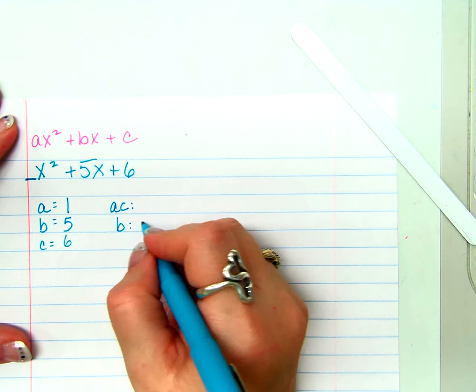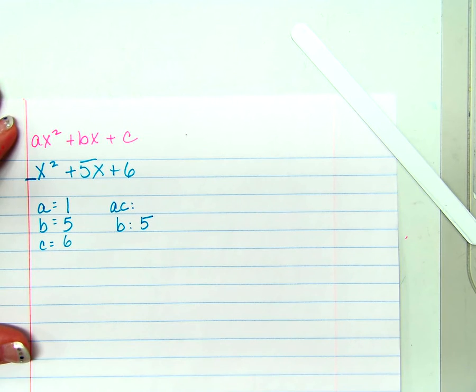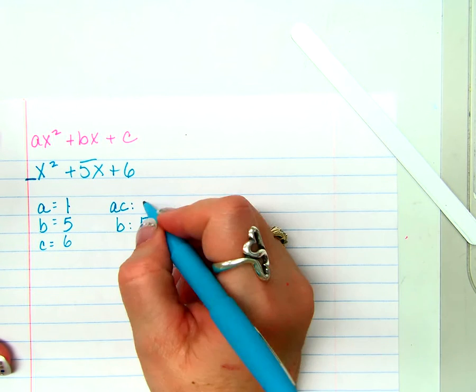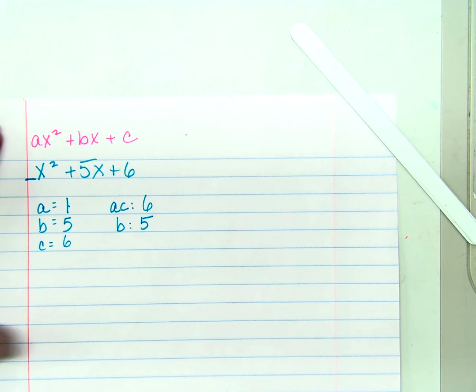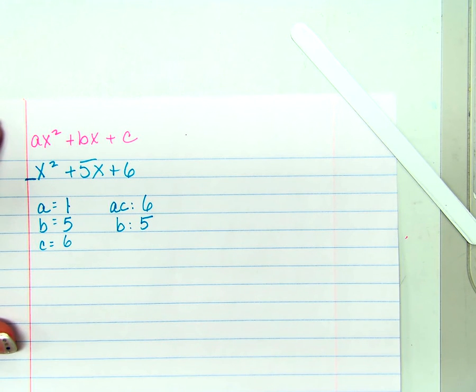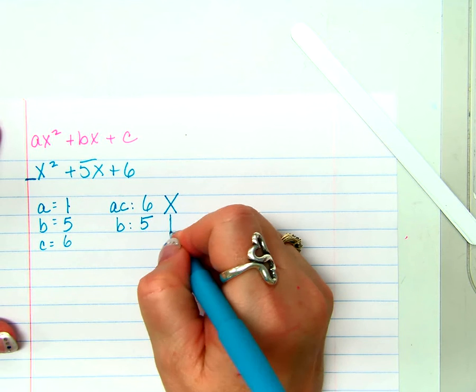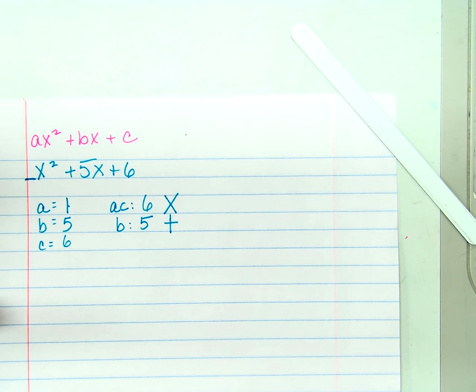From that information, I need to find ac and I need to find b. Well, b's easy. I already know it's 5, right? But what's ac? What is it asking me to do with a and c? Multiply them. So what is ac in this problem? 6, because 1 times 6 is 6. It's the same kind of thinking that we just did. It's got to multiply to be ac and add to be 5. But here is where it's different. Tell me what two numbers multiply to be 6 and add to be 5. 2 and 3, right?